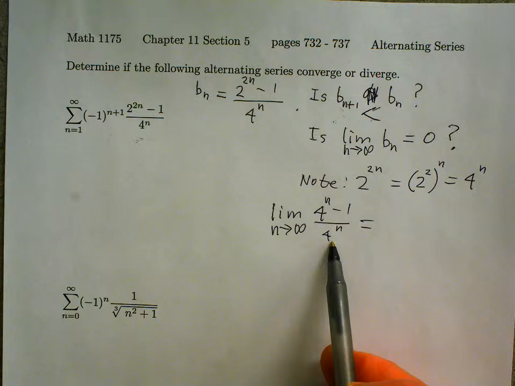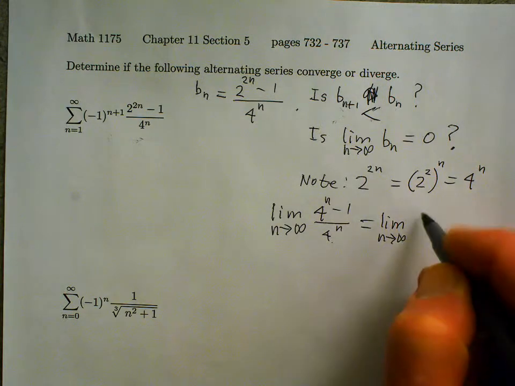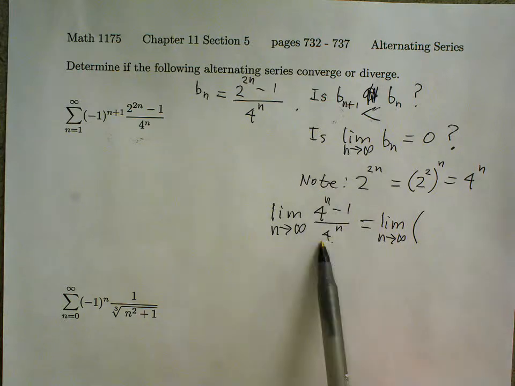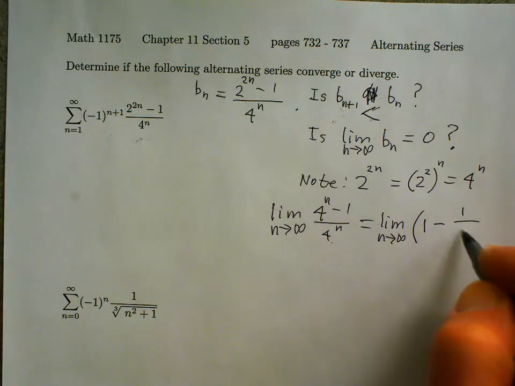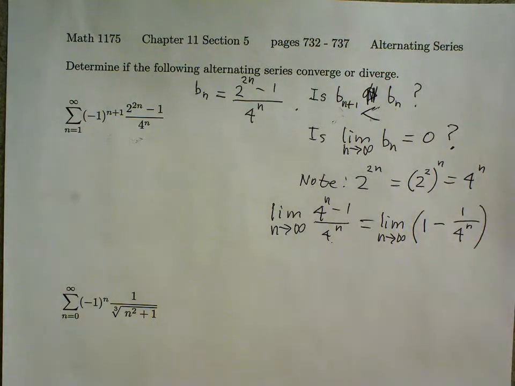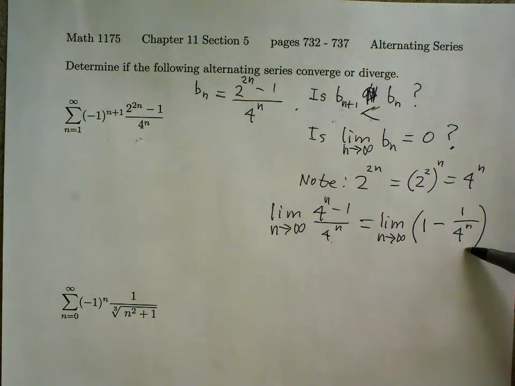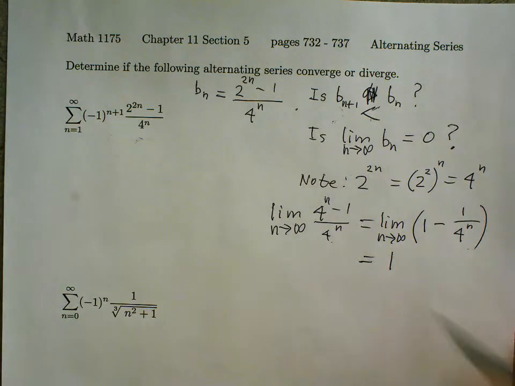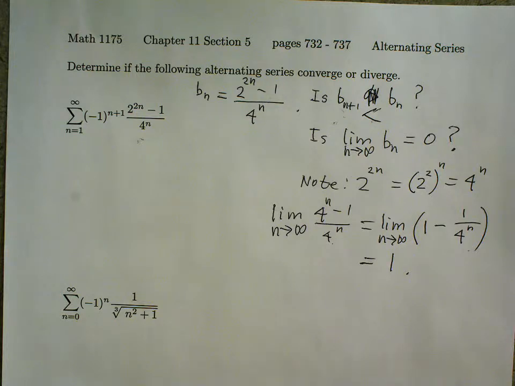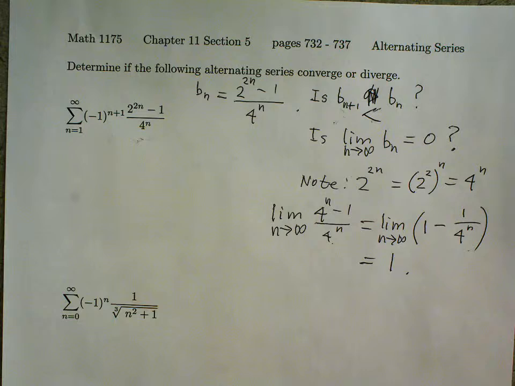Since there is a single term in the denominator, we can write this as the limit as n approaches infinity of 4 to the n divided by 4 to the n, which is 1, and then minus 1 over 4 to the n. 1 over 4 to the n goes to 0, and so the limit is equal to 1. So the alternating series test cannot be used to conclude that that's convergent.